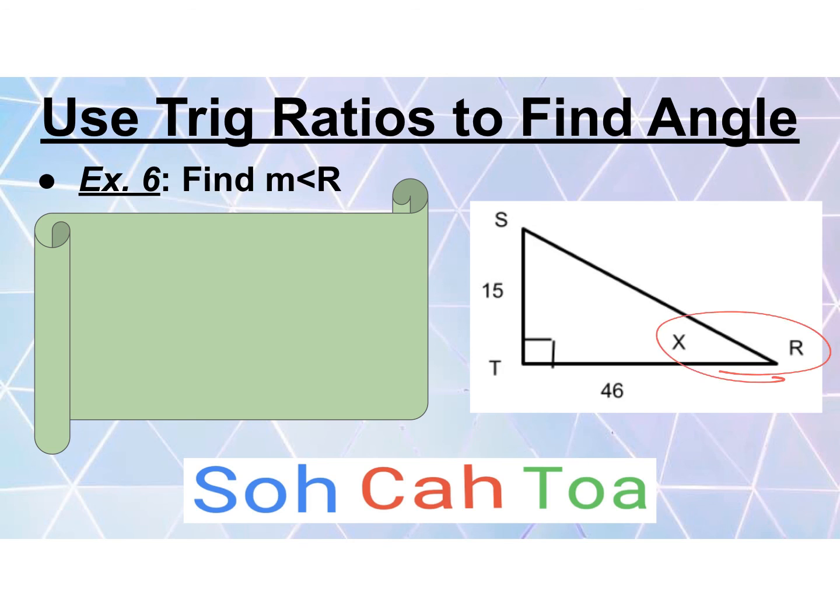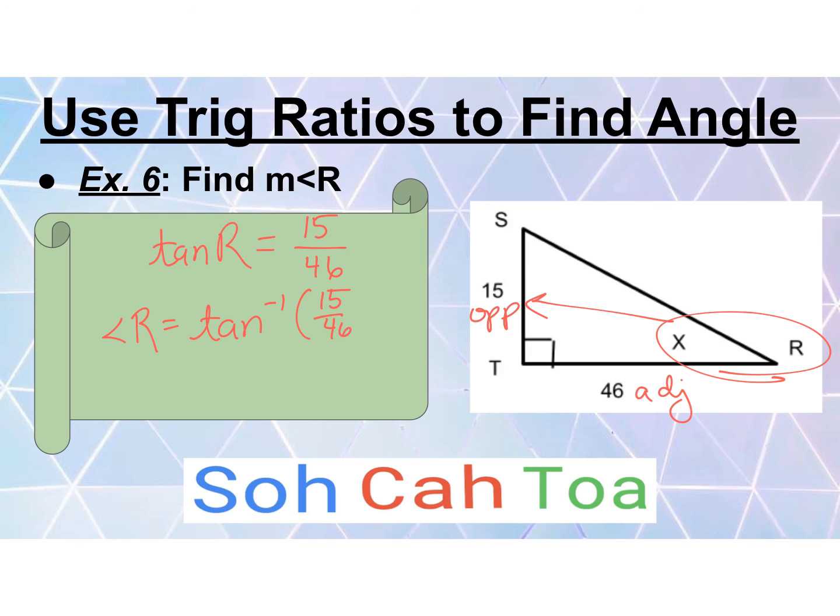And here we have angle R, and going across I have opposite, which is 15, and adjacent, which is 46. So I set it up so it's tangent of R equals 15 over 46. Angle R equals inverse tangent of 15/46. This one I did do out correctly, so I have it as 18 degrees.